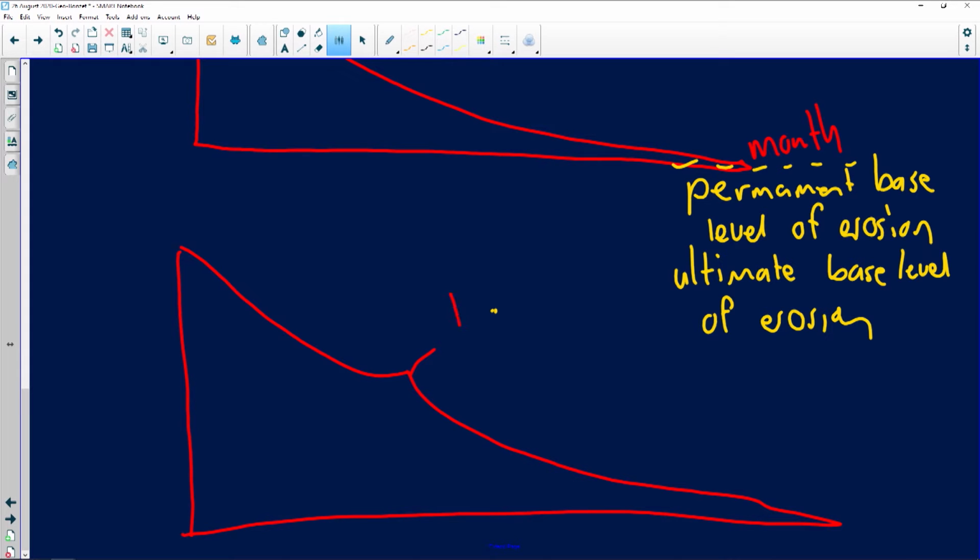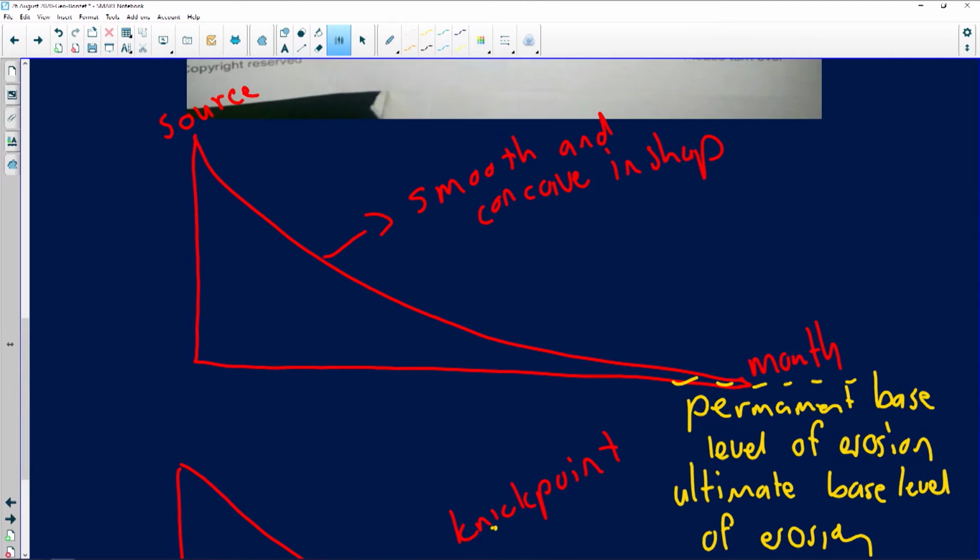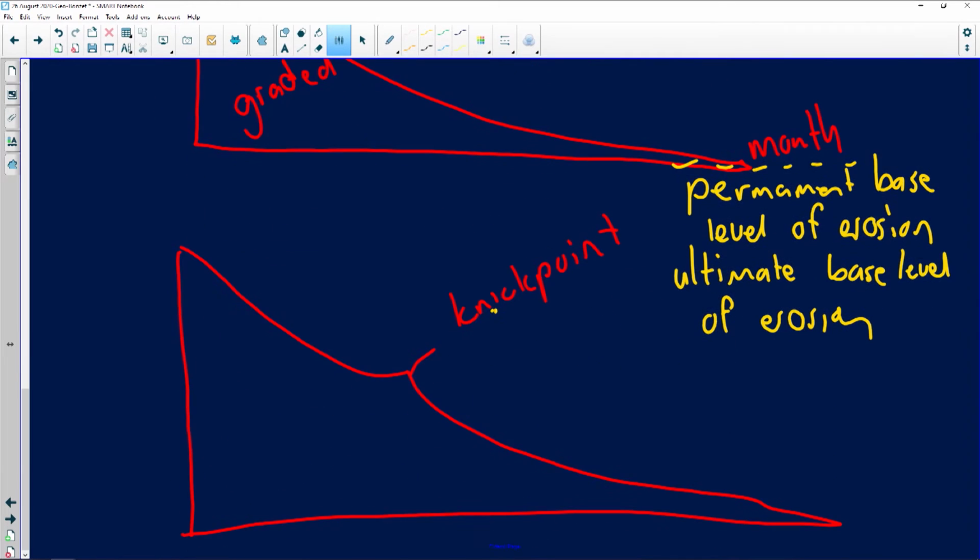Experience a nick point, like in our diagram above. Now, it's not a smooth profile like you can see with a graded profile. Just want to write down there, graded. Because of the nick point, because of the unevenness in the profile, we refer to it as an ungraded profile.